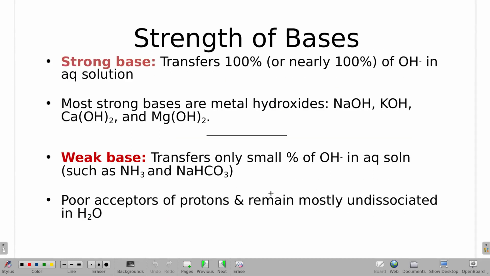All right, strengths of bases. We typically see our strong bases are the ones that transfer 100% to OH-. They're really the ones that are soluble. So if we think back to our solubility rules, OH with anything in group 1 is going to be quite soluble. Therefore, those are going to be strong bases. Turns out calcium and magnesium are as well, even though they're in group 2, leaving those to be strong bases. Almost all of our weak bases that involve OH are just ones that don't dissolve very well.